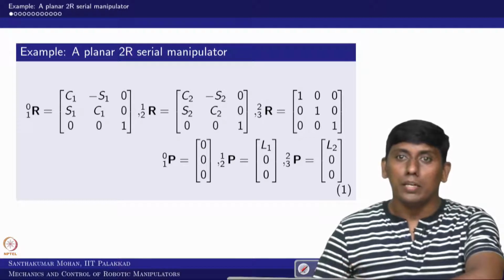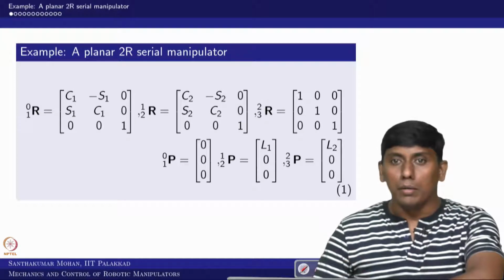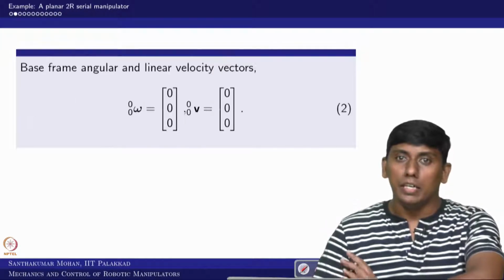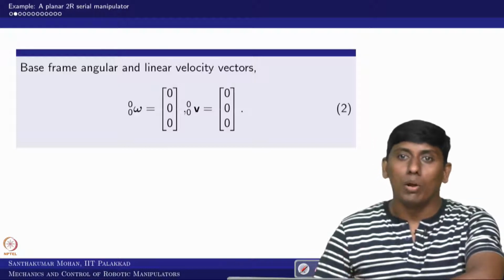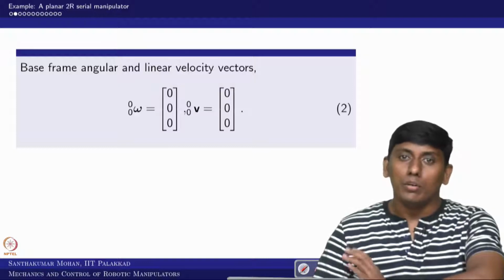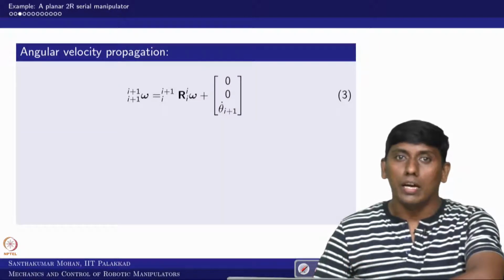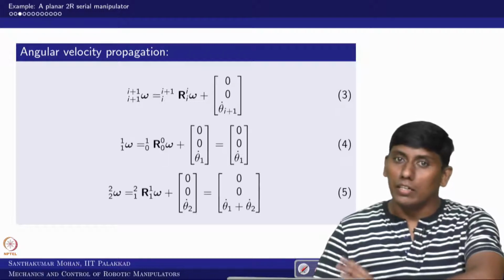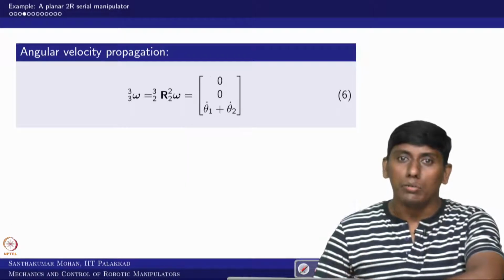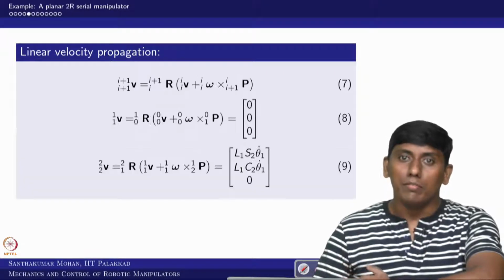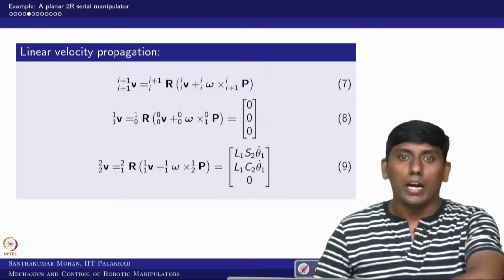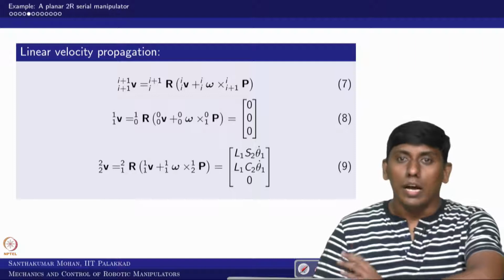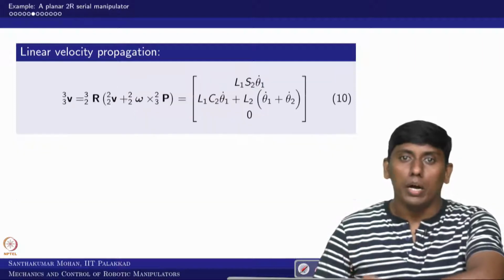The 2R serial manipulator has two rotary joints. So these are the rotation matrices and the position vectors. Based on this, if we take the base velocities, both angular velocity and linear velocity, as 0, then we can propagate the model based on the angular velocity propagation, starting from omega 1, omega 2 and then omega 3. Similarly, we can start with the linear velocity propagation model, where we start from the linear base velocity 0, and then propagate V1, V2 and V3.